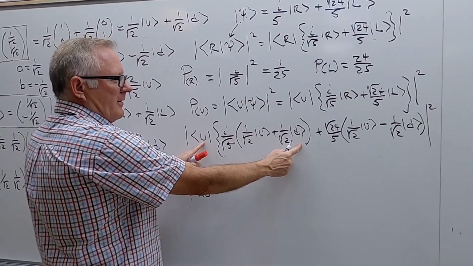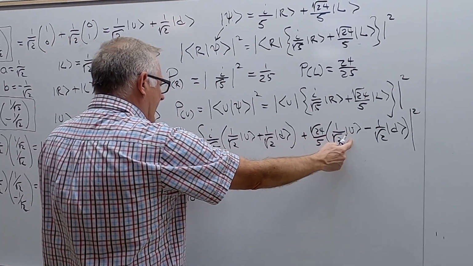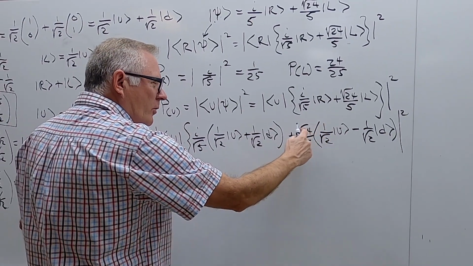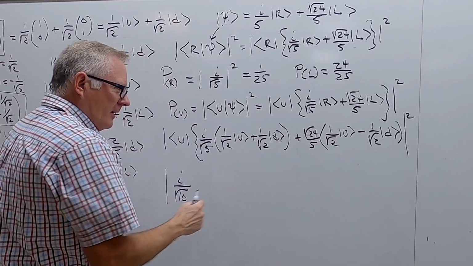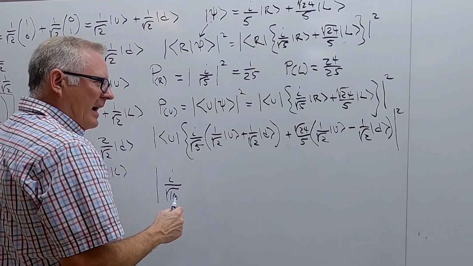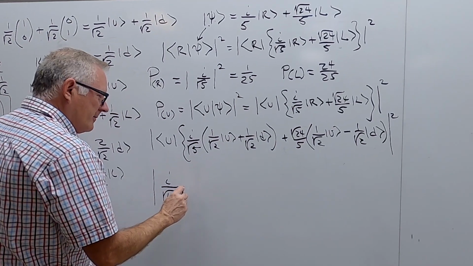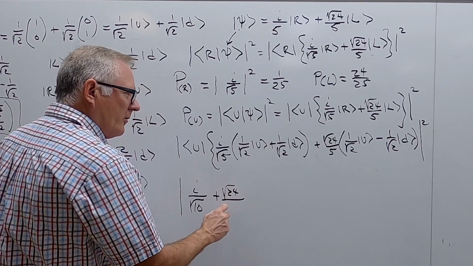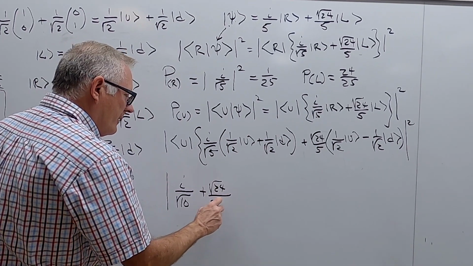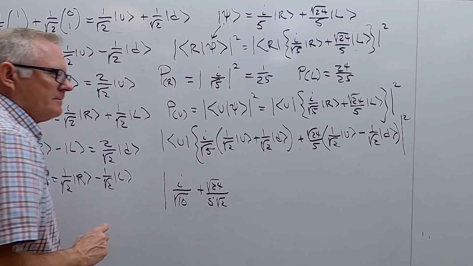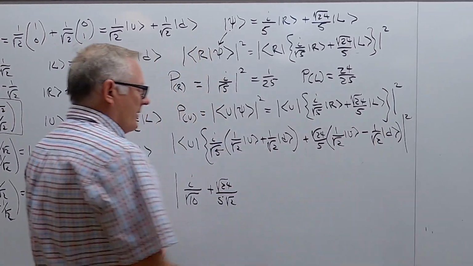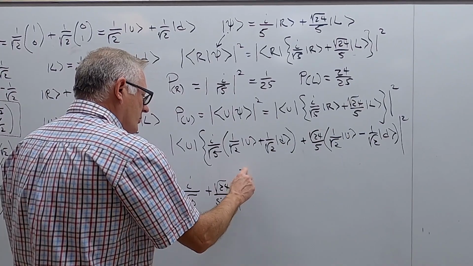That gives me 0. That gives me just 1, but I have a square root of 24 over 5 square root of 2. So you get plus the square root of 24 all over 5 square root of 2. And then the last one, which is 0. Okay, that's squared.